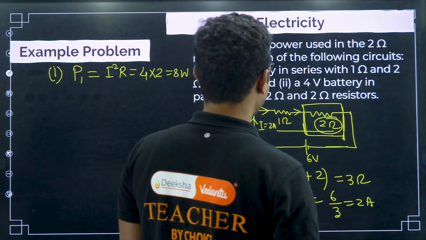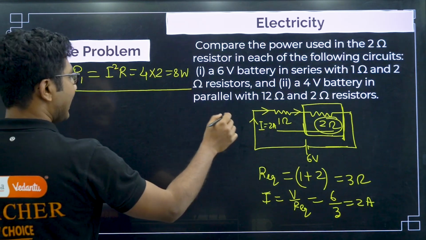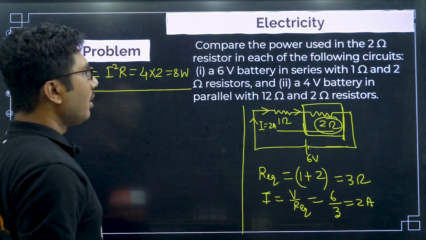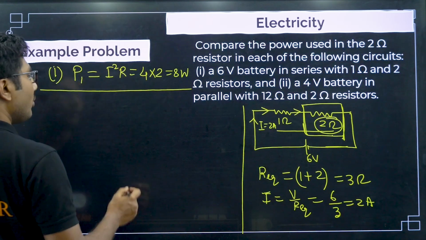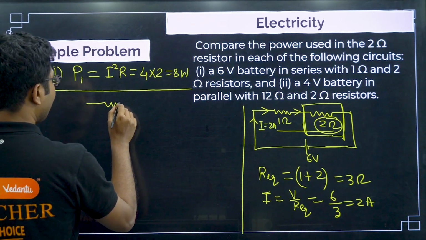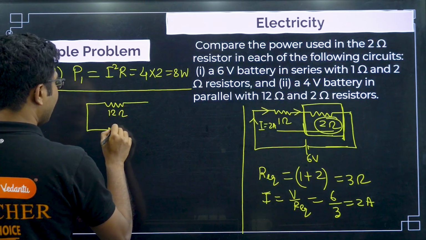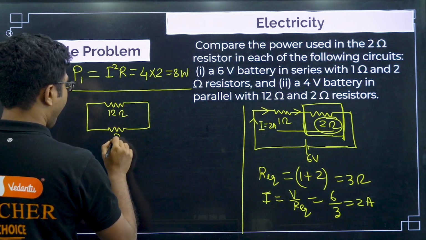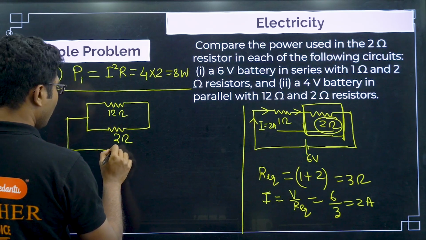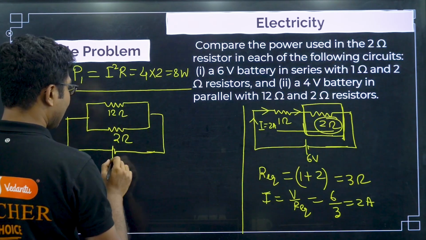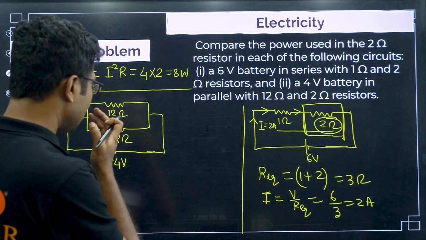Now in the second case, we are going to solve the second case. In the second case, they have a circuit of 4 volt battery in parallel with 12 ohm and 2 ohm. So we have a 12 ohm, and in parallel we have a 2 ohm, okay, and there is a battery of 4 volt. In both cases the circuit diagram is very essential. If you don't know the circuit diagram, you will not be able to solve this question.